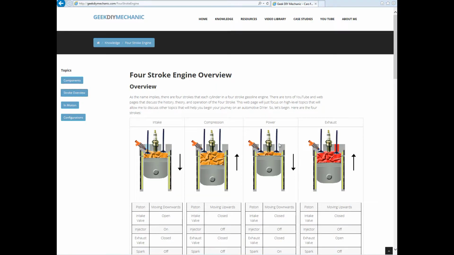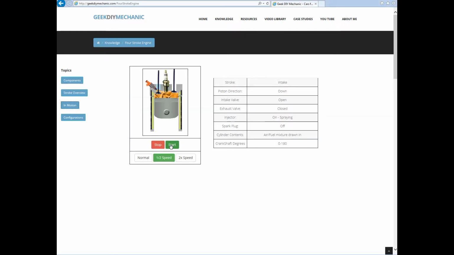Now that you understand the 4 strokes, let's see it in motion. So now we're on the intake stroke. Now we're on the compression stroke. You'll see the air-fuel mixture is being compressed. There's the spark igniting the air-fuel mixture, causing it to explode, the controlled explosion, pushing the piston down. The exhaust valve opens up and the exhaust gas is pushed out, and we start over again.